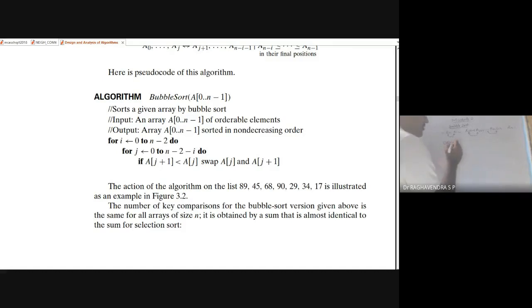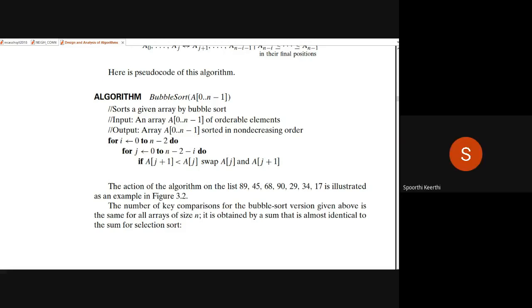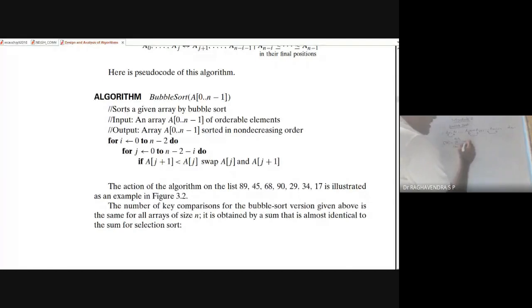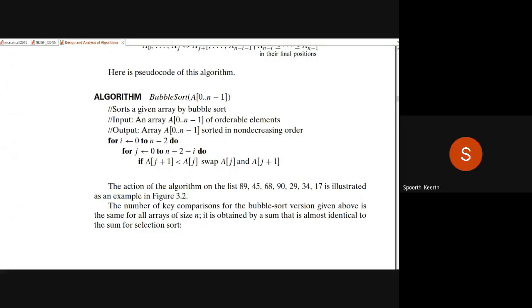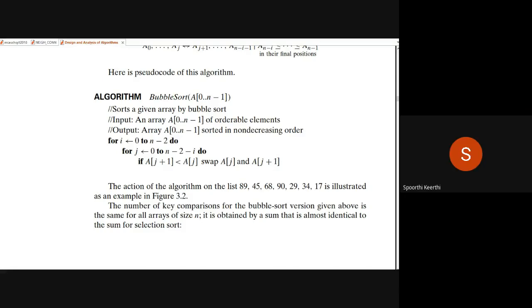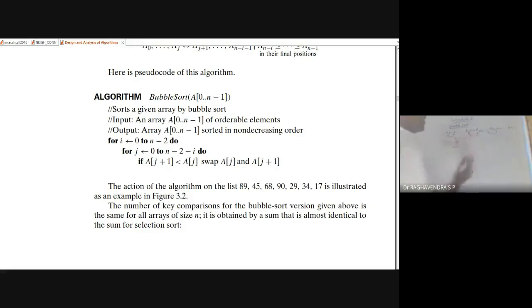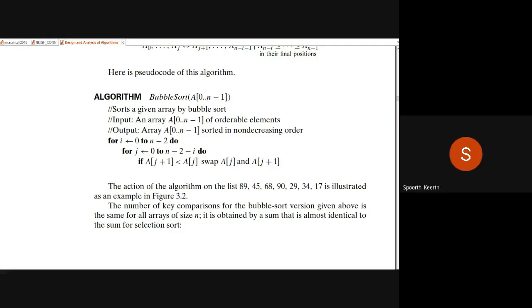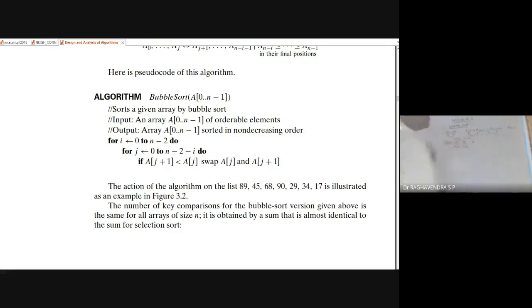C of n is equal to the first summation, sigma i is equal to 0 to n minus 2, and the second summation, j is equal to 0 to n minus 2 minus i. For this much of repetition, how many times will the basic operation be executed? One time. So one time the basic operation will be executed.